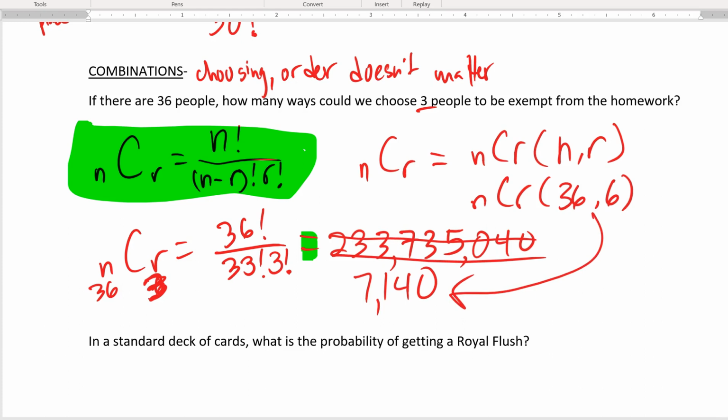But the issue is we have a lot less ways of this occurring because you don't care if you get chosen first, second, or third. So we end up basically dividing it by another 6, or 3 factorial, and so we end up with way less options for this.